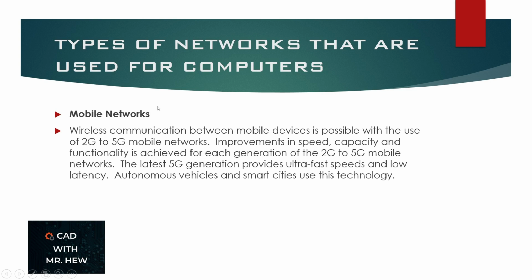Mobile networks. Wireless communication between mobile devices is possible with the use of 2G to 5G mobile networks. Improvements in speed, capacity, and functionality are achieved for each generation of the 2G to 5G mobile networks. The latest 5G generation provides ultra-fast speeds and low latency. Autonomous vehicles and smart cities use this technology.